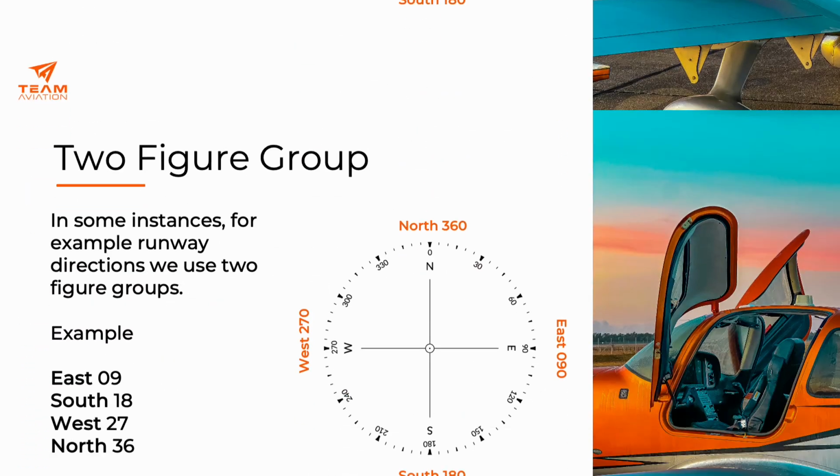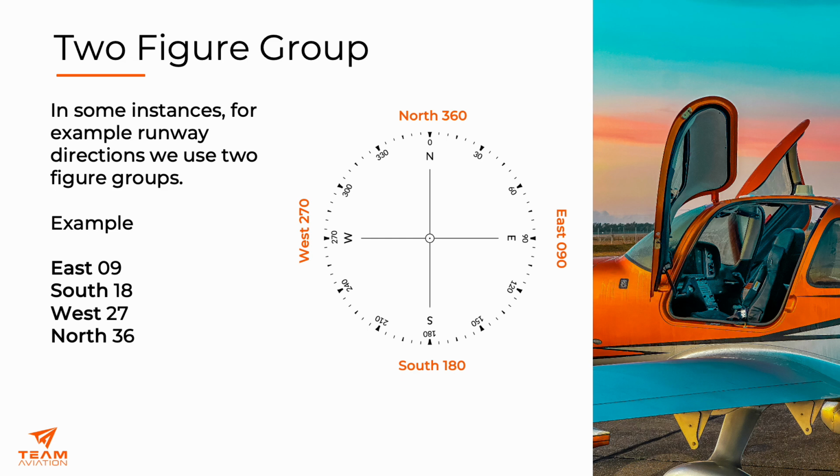In some cases, like runway numbers, we simplify direction into a two-figure group. Instead of saying a full three-digit heading, we drop the last zero. This makes it easier to say and understand, especially when communicating quickly over the radio. East is 09 instead of 090, south is 18 instead of 180, west is 27 instead of 270, north is 36 instead of 360. You'll most commonly see this on runways and on some weather forecasts.